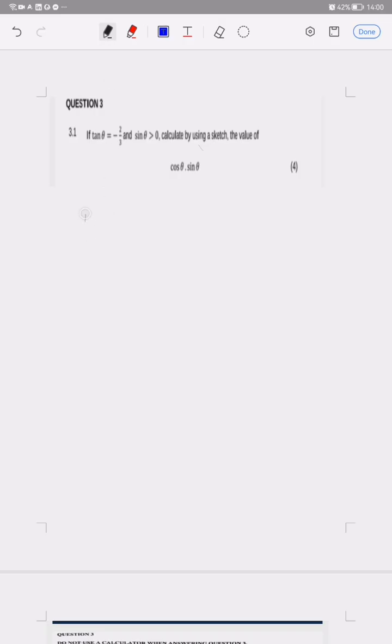So we are given tan of theta is equal to -2/3, right? Then we are given a restriction of sine theta is greater than 0. So what do we do from here? Right, so we are going to draw a Cartesian plane. First of all, we draw a Cartesian plane. We have -2 and 3.